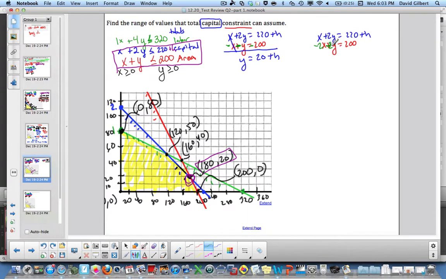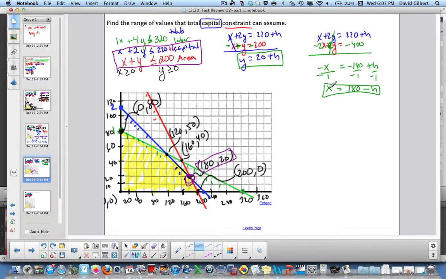Alright, now I'm going to multiply this by a -2. So I have negative 2x minus 2y equals negative 400. Alright, now I add those. That will eliminate the y's, because 2y minus 2y is 0. x minus 2x is going to be minus x. 220 minus 400 is going to be minus 180, and then that's plus h. I want a positive x, so I divide everything by a -1. And I'm going to get x equals positive 180 minus h. Alright, so those are the coordinates of where these two lines meet.